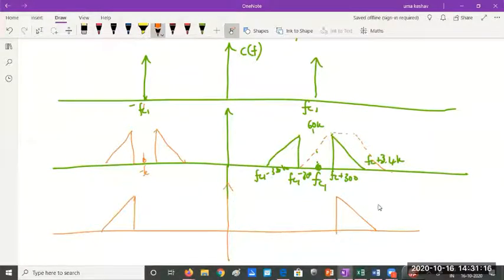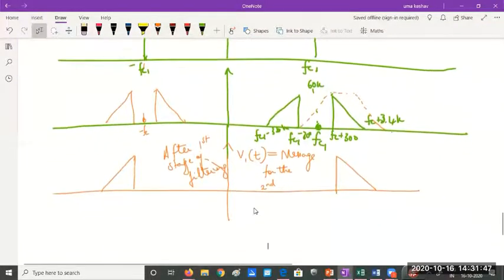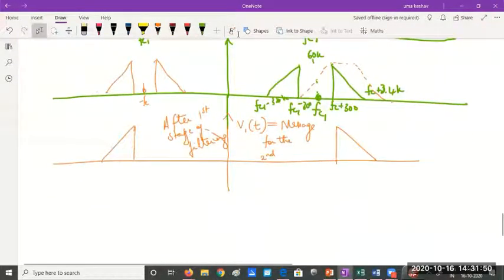So this is the output after what? After the first stage of filtering, this is the output. Let me call it V1 of t. Now this signal acts like the message signal. This acts like the message for the second modulator.